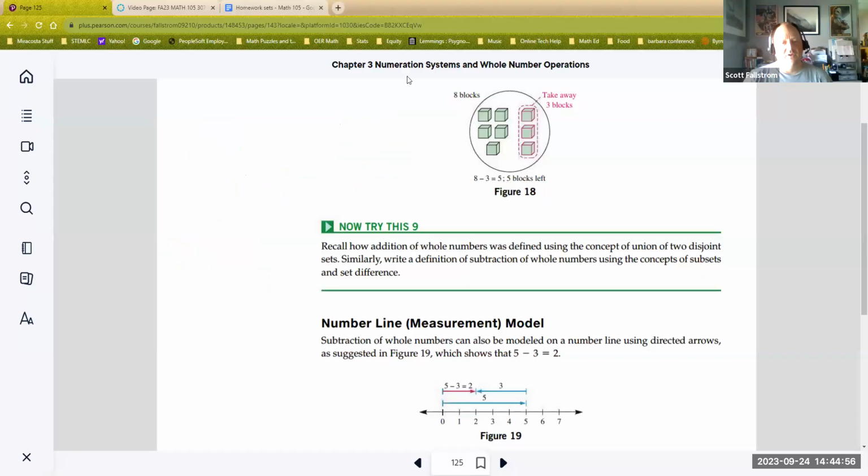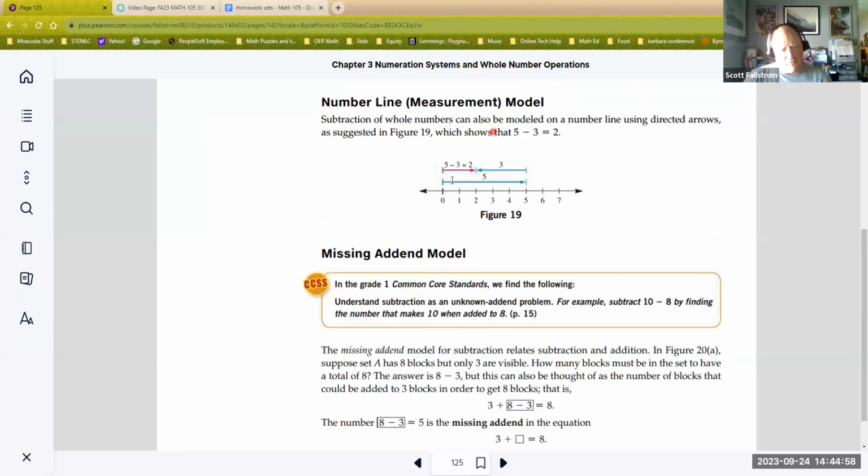All right, so I think that'll help you a little bit with the now try this. Moving on to the number line model. This is kind of fun. So I remember someone telling me that you could think about this like it's a car. So when we were doing 5 plus 3, or 3 plus 2 even, on the number line, you start at 0, right? And you would go 3 units forward.